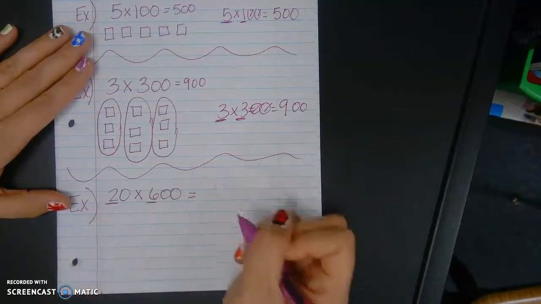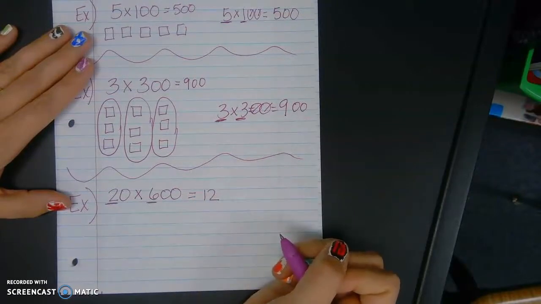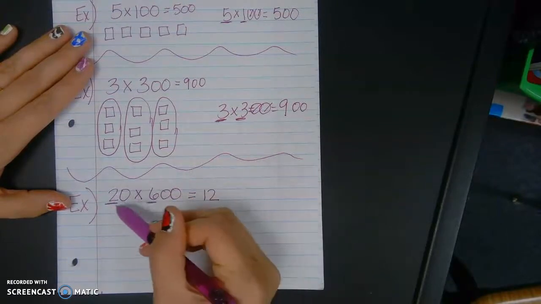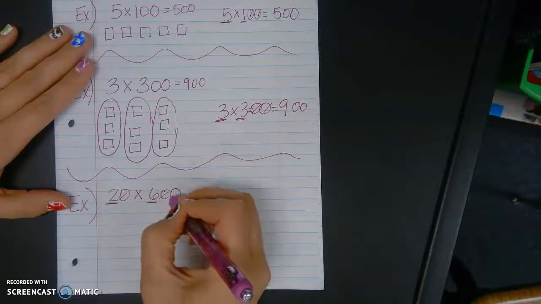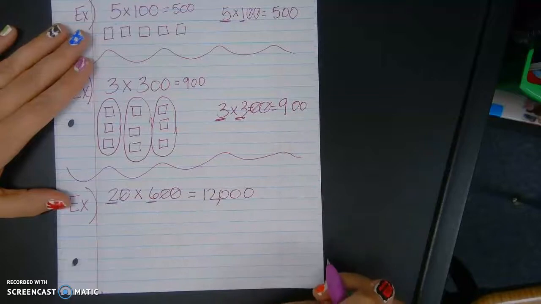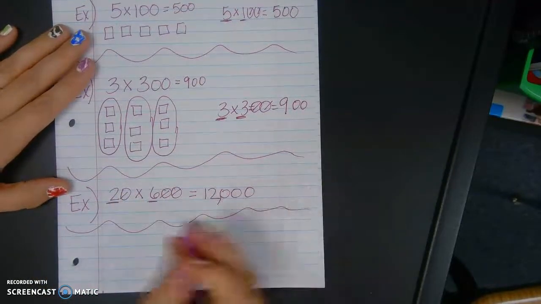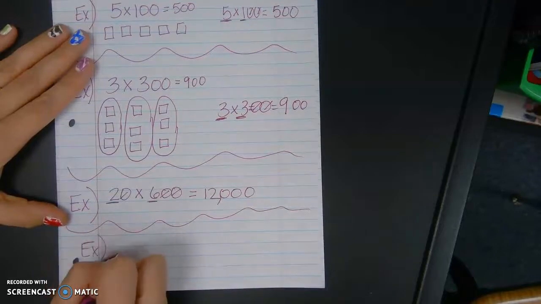6 and 2. 6 times 2 is 12. All right? And then you count all your zeros on both sides. 1, 2, 3. 1, 2, 3. Woo, 12,000. That's a lot. Okay, let's do one more like that. That's fun. I like getting these big numbers.